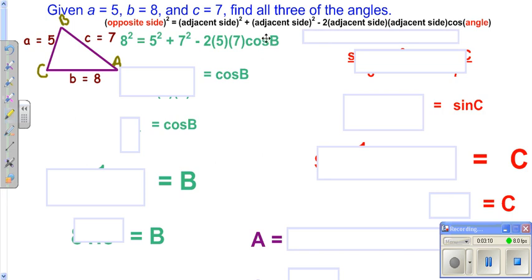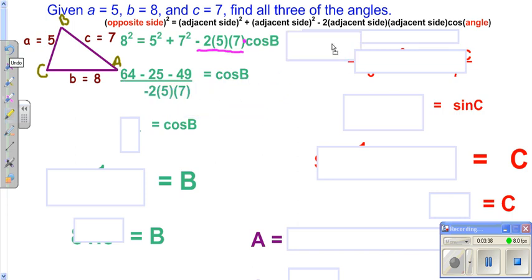Now we need to go ahead and solve this for B. So I'm going to go ahead and get the cosine of B by itself. So I'm going to subtract the 25 and the 49. Now, when I do that, that really leaves me with this still in front of my cosine that's multiplied. So to get rid of this part right here, I'd really have to divide both sides by that. So if I divide both sides by that, I would have this.